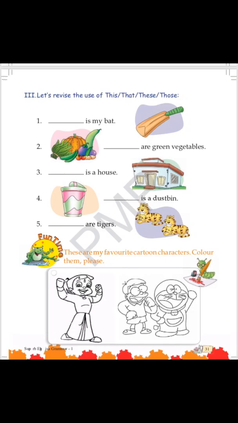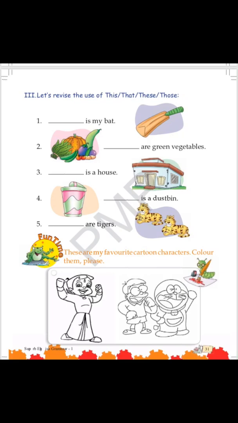Dash is my bat. Bat दूर है तो या तो that यूज़ होगा या those यूज़ होगा. Bat एक है और एक सिंगुलर के लिए what do we use? That. That is my bat. Very good. Number 2. Vegetables are there और vegetable number 2 के close हैं.